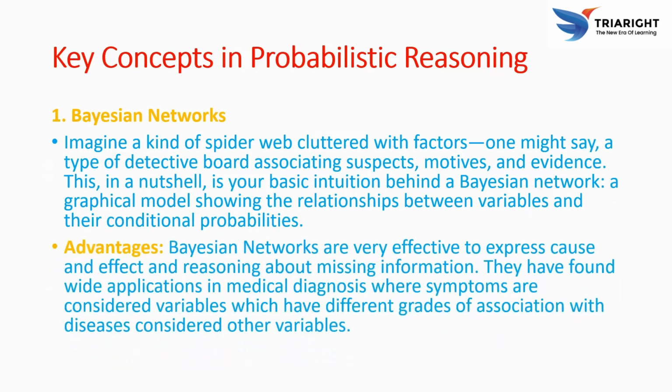So what is the advantage? Bayesian networks are very effective at expressing cause and effect and reasoning about missing information. They have found wide application in medical diagnosis, where symptoms are considered variables which have different degrees of association with the diseases or other variables. They are very effective at showing causal relationships and how one factor influences another. A key strength is the ability to infer even when some of the data is absent.